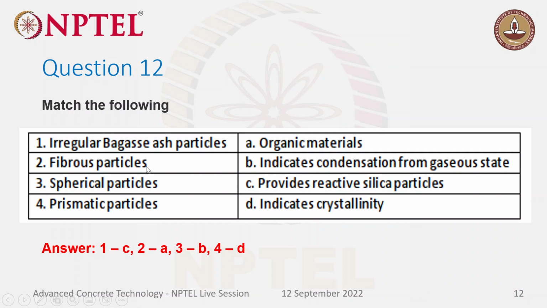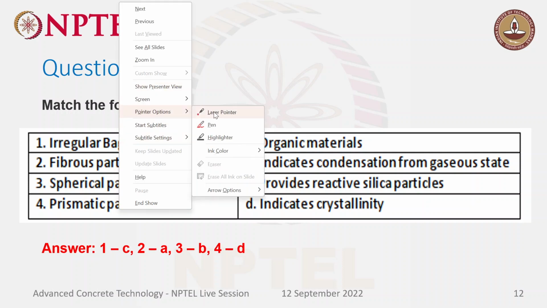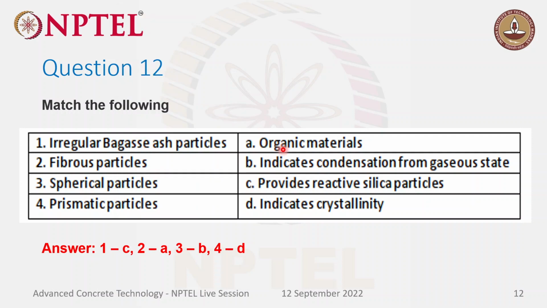And when it comes to fibrous particles, if you see bagasse ash particles, if they sieve it through a 300 micron sieve or 600 micron sieve, the fibrous particles will be coarse. There will be coarse fibrous particles, which are nothing but unburnt materials like unburnt carbon. And spherical particles indicate condensation from the gaseous state. So once it burns, it will fly off and then it's collected in the electrostatic precipitators, like in fly ash.